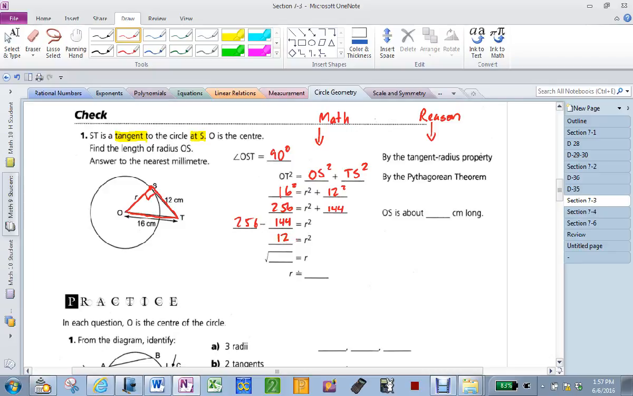112. What's the last step always? Square root 112, which we know to be a little less than 11, right? Because 11 squared is 121, 10 squared is 100. We're about halfway between, so it's going to be around 10.5, but I don't have my calculator out. So what is it?